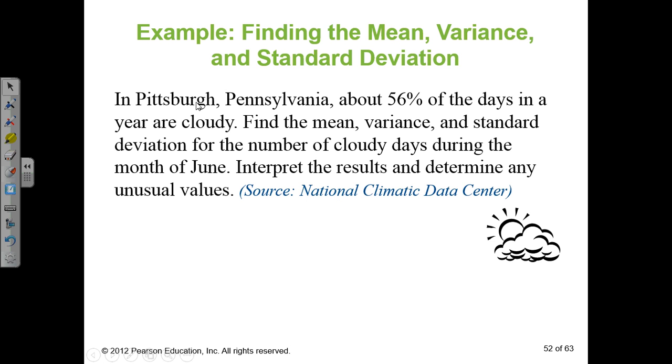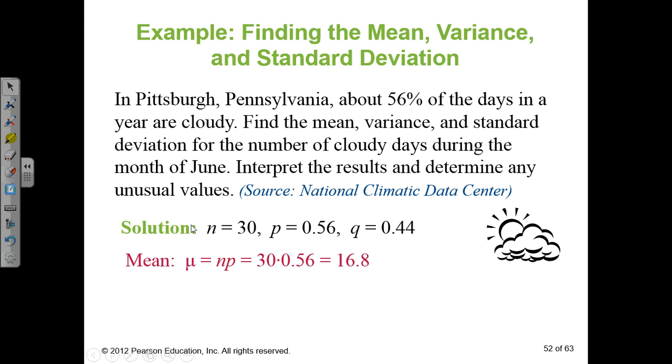So suppose in Pittsburgh, 56% of the days in the year are cloudy. Let's find the mean, the variance, and the standard deviation. In this case, there are 30 days in June, so n is 30. p, the probability of a cloudy day, is 0.56, and q, the probability of a not cloudy day, is 1 minus 0.56. The mean then is n times p, which is 16.8. So on average about 16.8 days are cloudy in June.